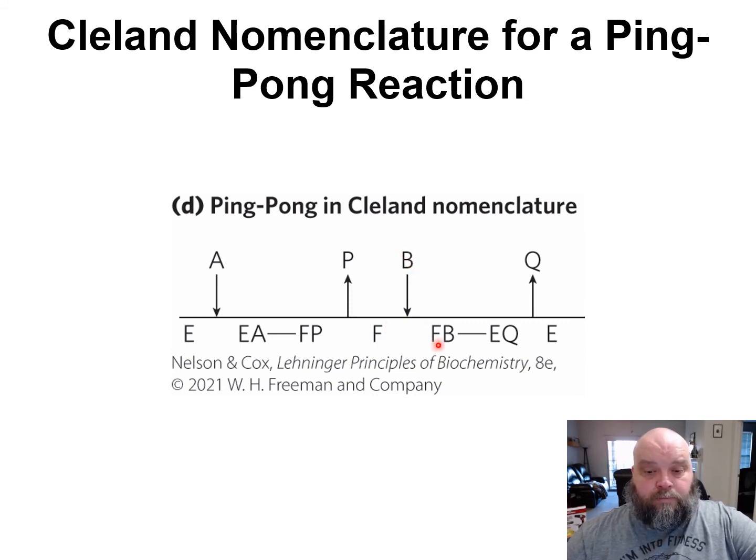Substrate B comes in. You now have FB. F transfers over that electron, that functional group, that whatever it was retaining. Adds it to B. B now becomes Q. F, since it no longer has that whatever in its active site waiting, reverts back to E. Q's released. You now have E free and ready to go.